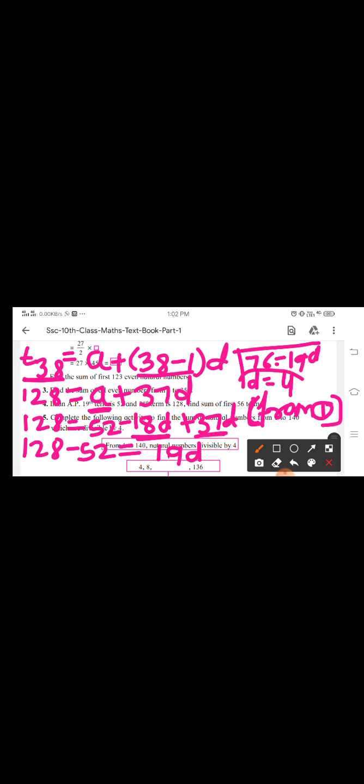Now you are getting the value of d. Now substitute this value of d in equation 1, and you will get the value of a. Okay, now we'll substitute this d value in equation number 1. So in equation number 1 we had the value of a, a is equal to 52 minus 18d, right? Just substitute this value over here. So you will get 52 minus 18 into 4. Then it will be 52, 18 fours are 72. Just subtract it, you will get minus 20. So this is our value of a.